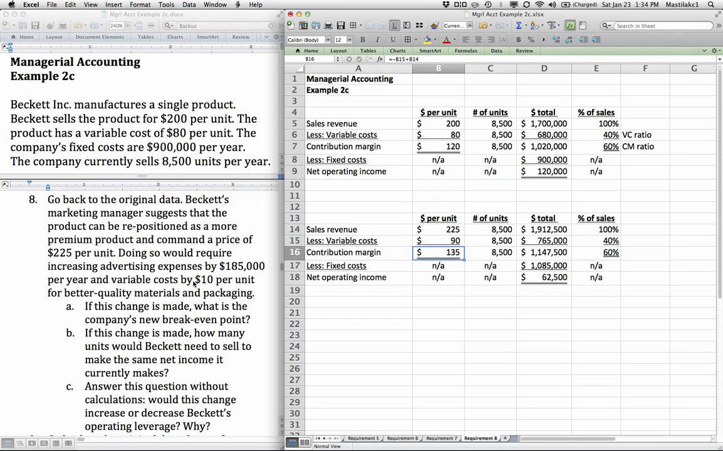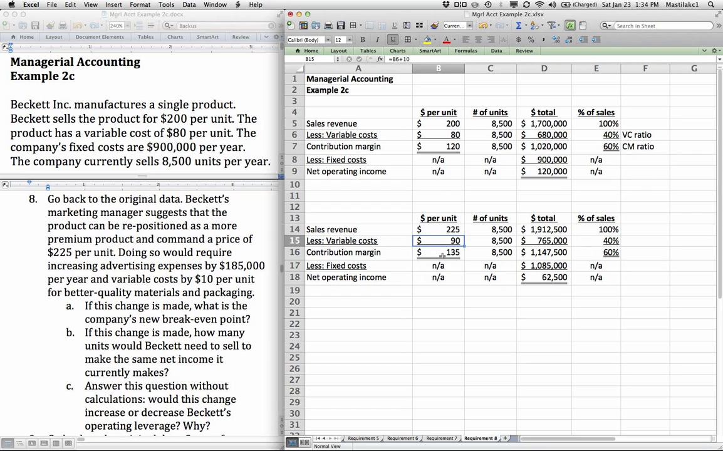You do want to read carefully. Sometimes people will read this as change variable cost to $10 per unit, or they'll put a 10 in here instead of 80 plus the 10. So make sure you're reading carefully. So what's our question?